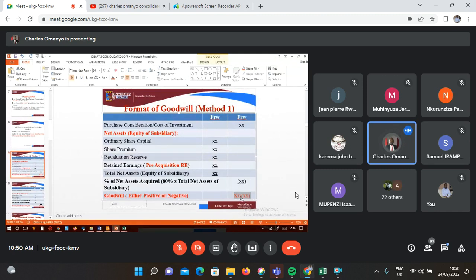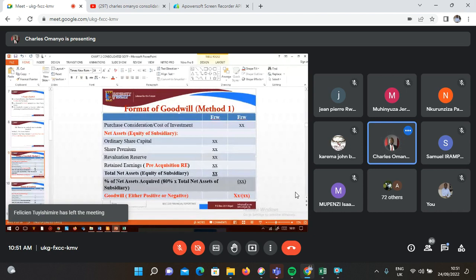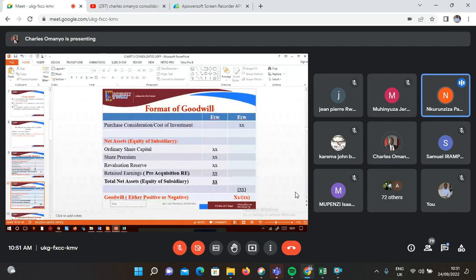If you get a positive answer, it is positive goodwill. It goes to the balance sheet as a non-current asset. If you get a negative answer, it is negative goodwill. It goes to the income statement, treated as income in the retained earnings. That is format one. We only have purchase consideration and net assets, and then we get a percentage of net assets.